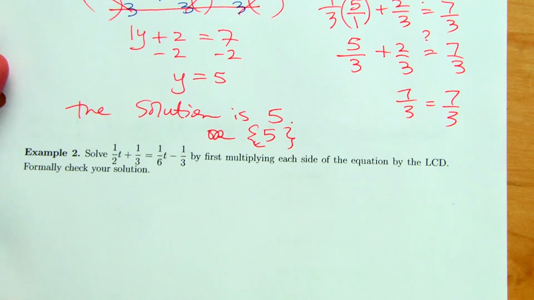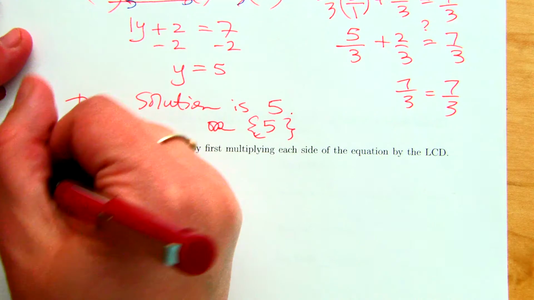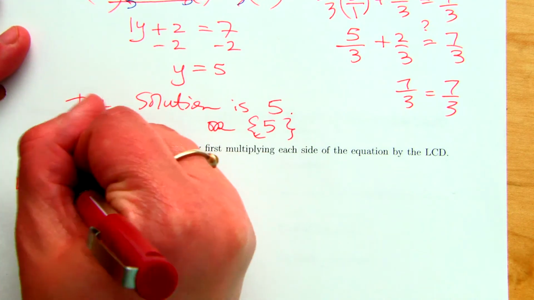So for this one, we don't have all common denominators. I will tell you that the easiest way to do this is to make all of your fractions have common denominators. That's what students have told me is the easier way, because you could multiply both sides by the lowest common denominator. Out of 3, 2, and 6, what's the lowest common denominator? 6. So the lowest common denominator is 6.